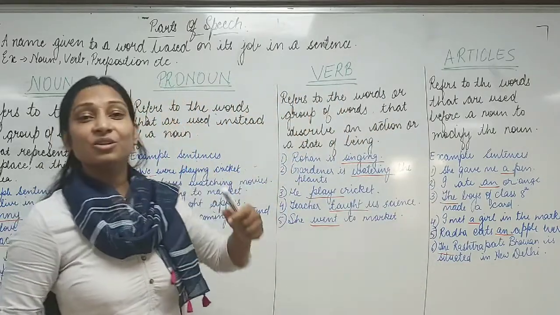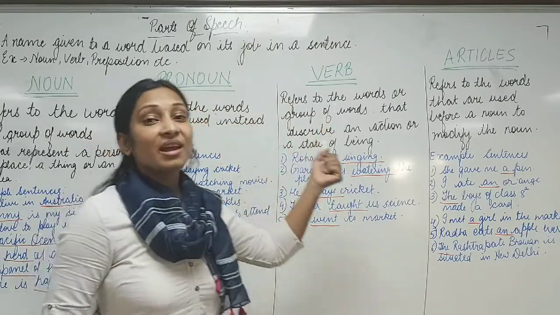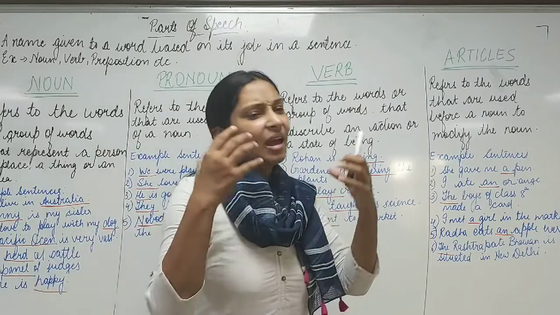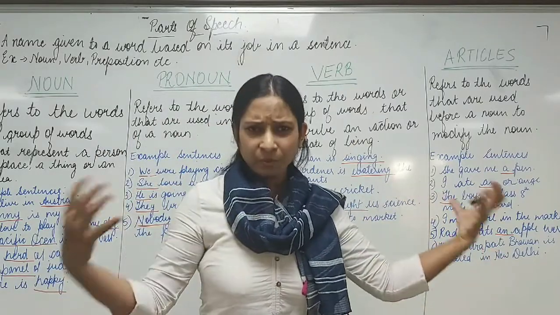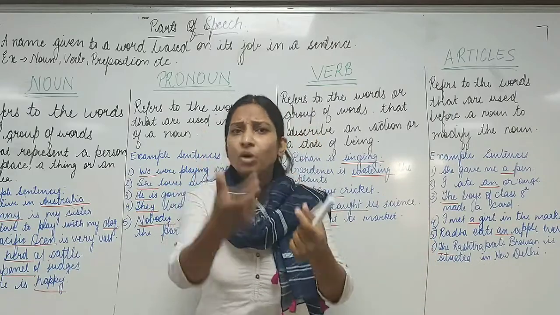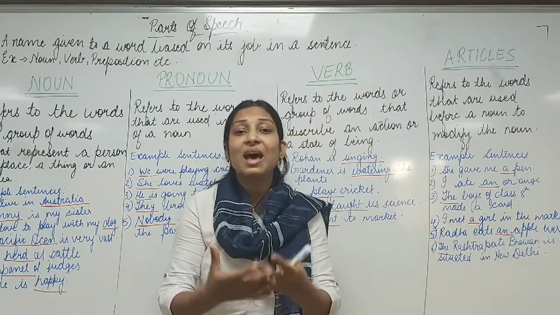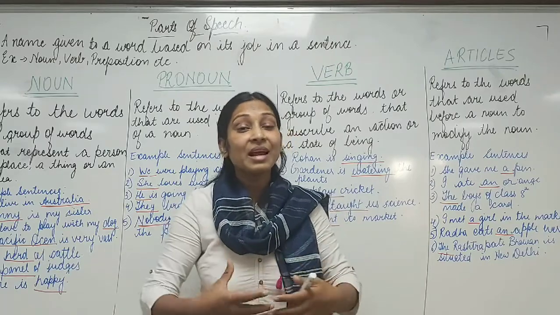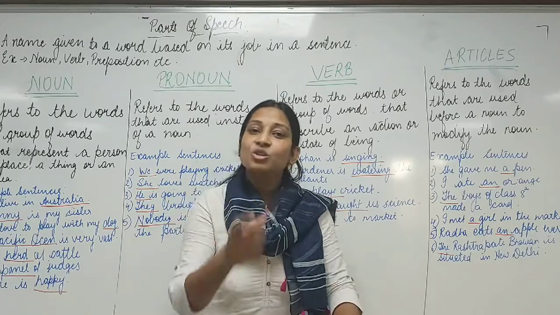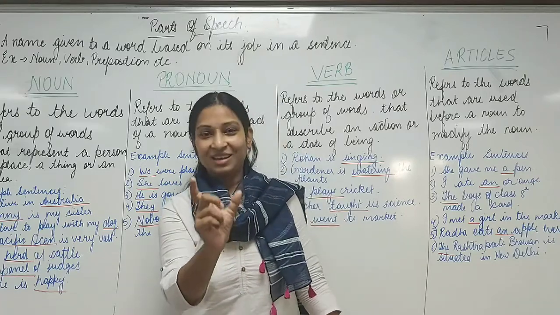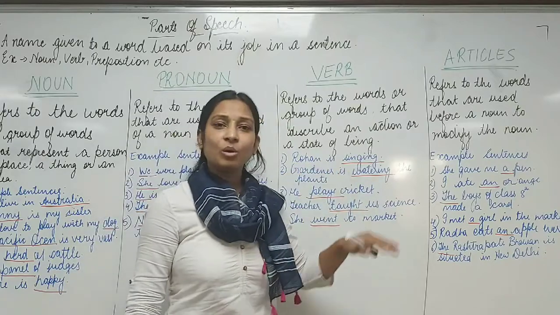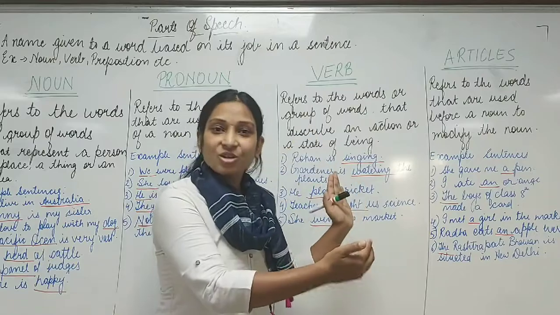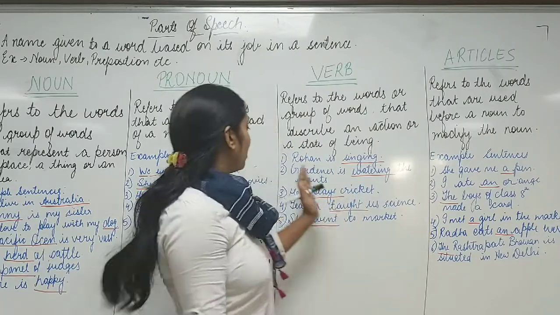A verb refers to the words or a group of words that describe an action or the state of being. Clear? Action words are known as verbs. In a sentence, the words which denote actions, like I am teaching. Teaching is something that I am doing, the work that I am doing. So the word teaching is a verb. Clear? Now here, Rohan is singing. What is Rohan doing? What is the action that is being done in this sentence? Singing. So singing is a verb.